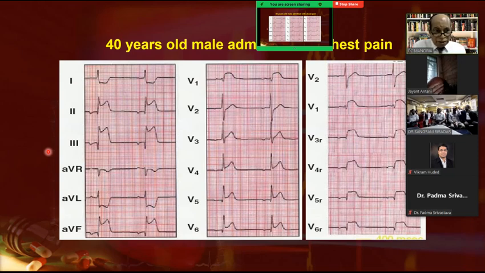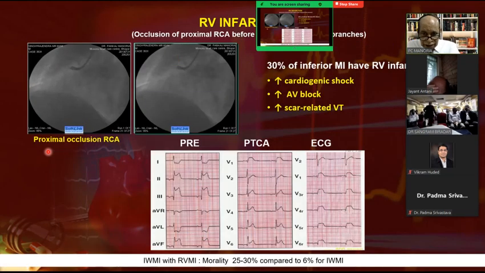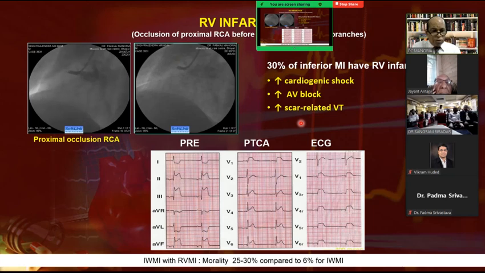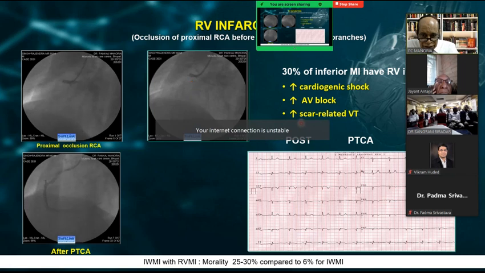The results of angioplasty are good compared to conventional treatment, because once the right ventricle gets infarcted, it's very difficult to treat these patients. And you will see again the angiogram very clearly shows that the RCA is occluded. And why we are so much concerned about proximal RCA: 30% of them also have a right ventricular infarct. Cardiogenic shock is more common, AV block is more common, and scar related VT from the right ventricle is also not uncommon. So now the angioplasty has been done.